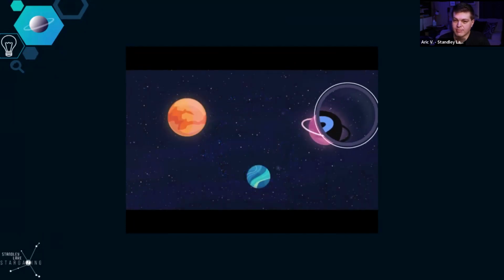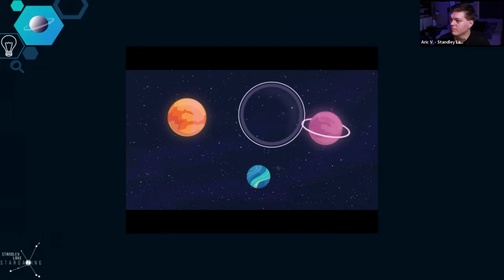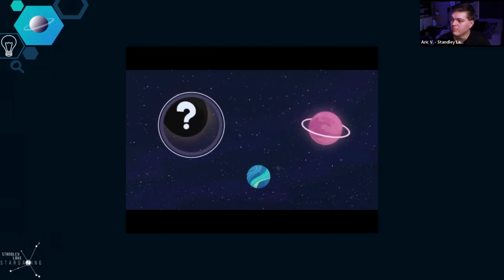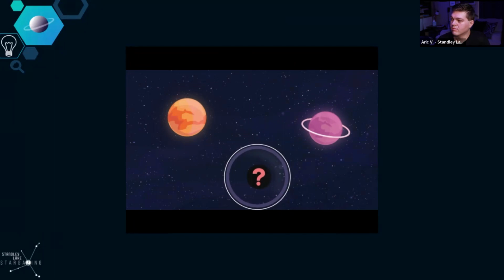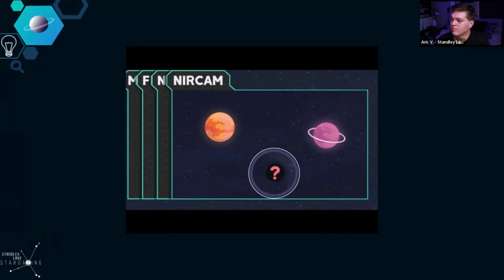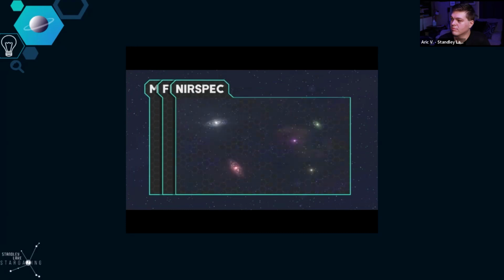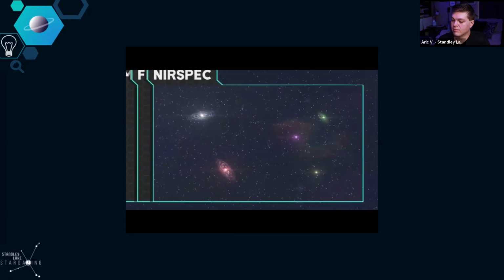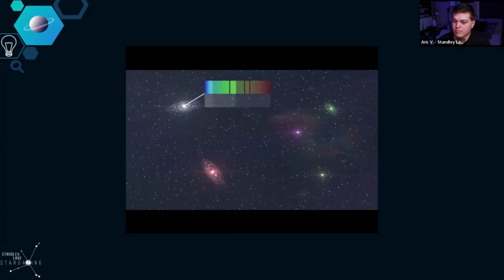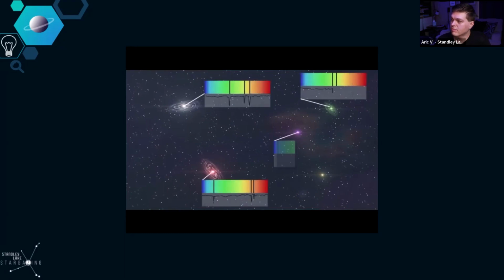But NIRCam cannot show us everything we need to know about the physical properties of a planet. Is there water? Air? Impossible to say. Therefore, another tool called NIRSpec will be working with the same range. By studying the spectrum of light emitted by an object, we can tell its mass, temperature, and chemical composition. The atoms and molecules of an object leave their mark on the spectrum in the form of black lines.